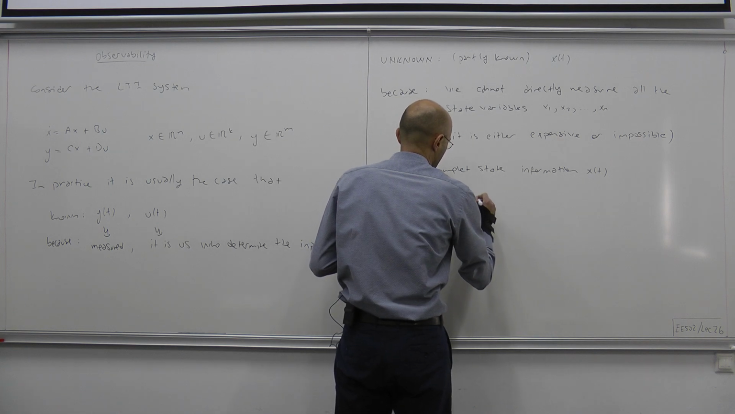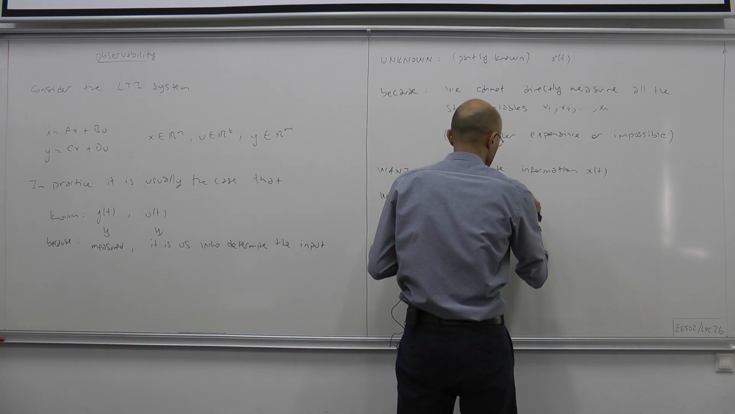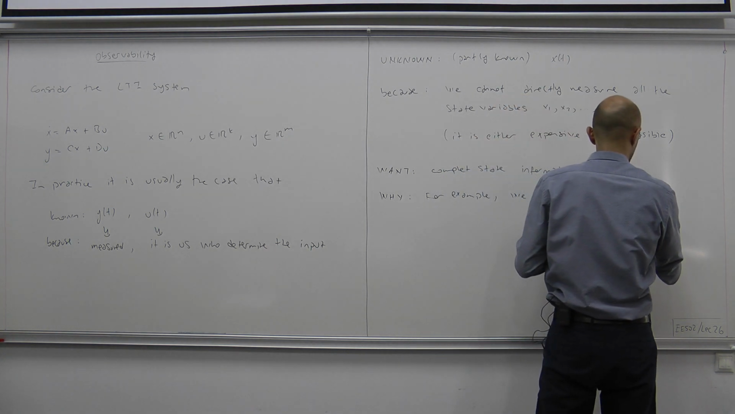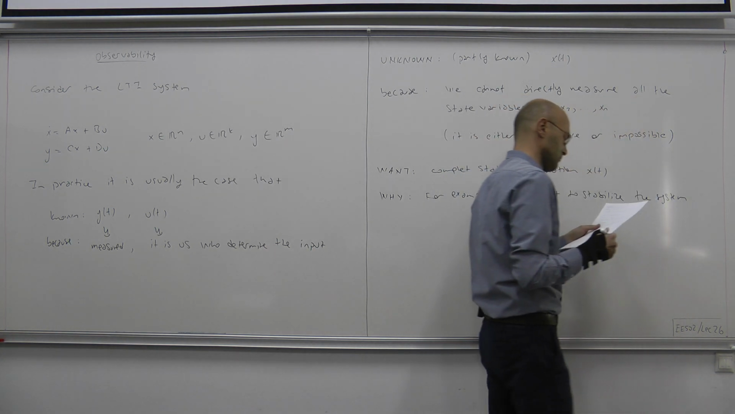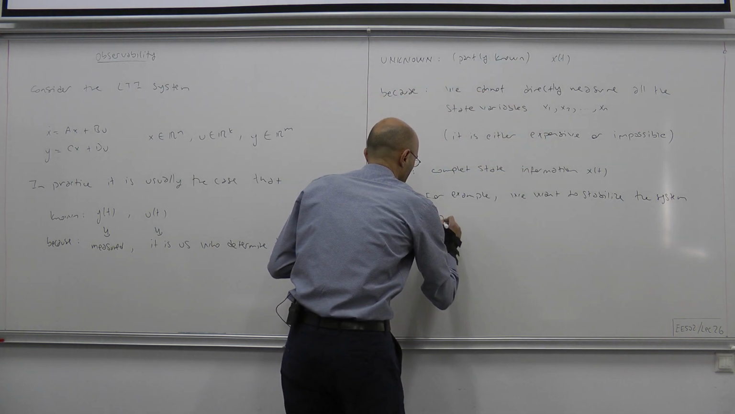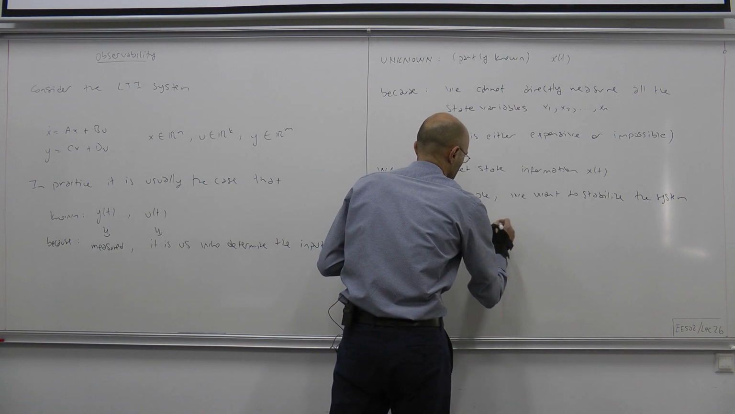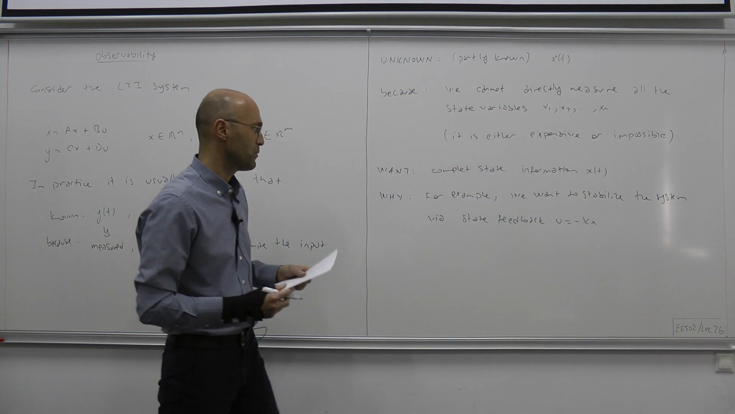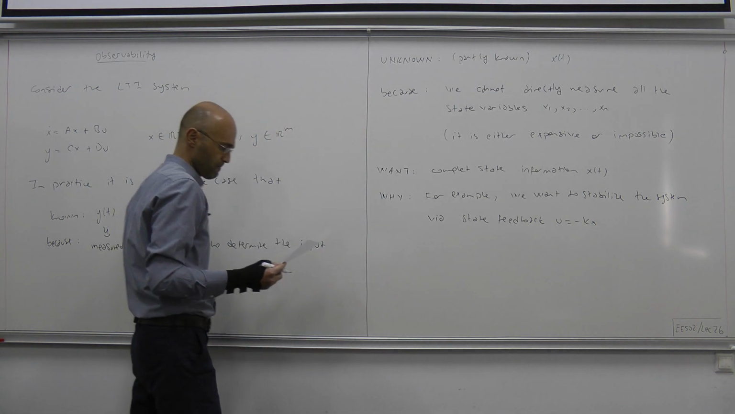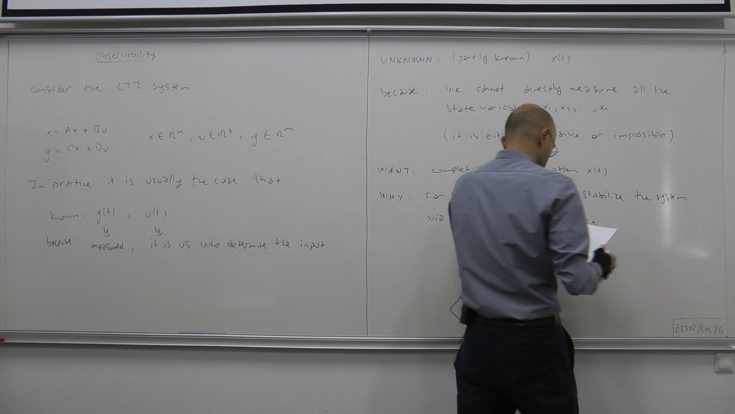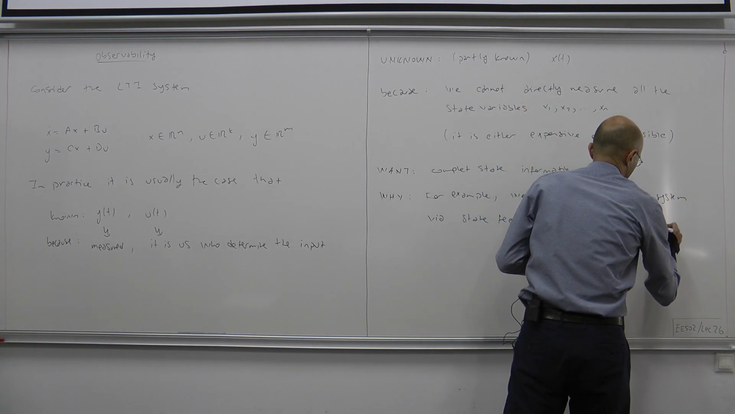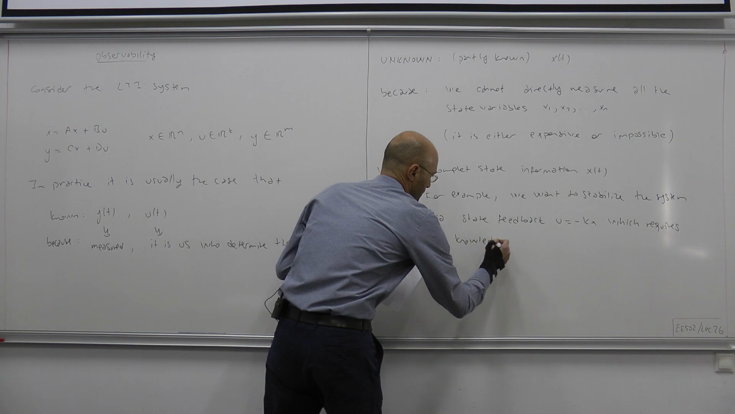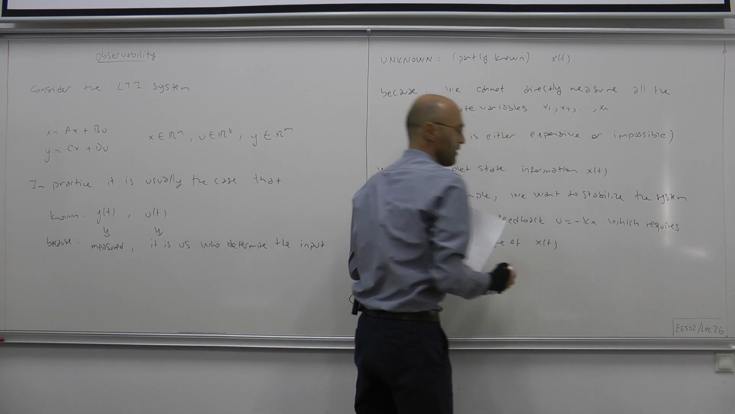Okay. So let's put that down. For example, we want to stabilize the system via state feedback, u equals minus Kx, okay, which clearly requires the entire state information, which requires the knowledge of x of t.